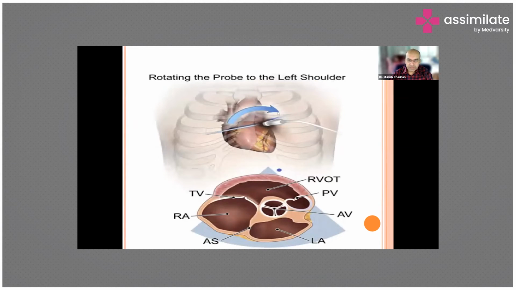So these are structures that we see when we cut across this. If you're rotating towards the left shoulder, this is what you're getting. This is the right ventricular outlet going towards the pulmonary valve. This is the aortic valve. This is the right atrium. And this is the left atrium.